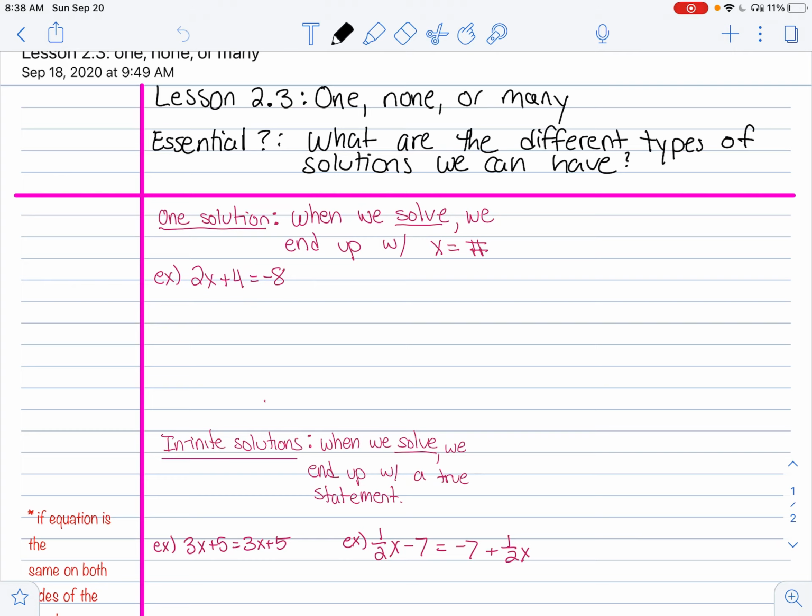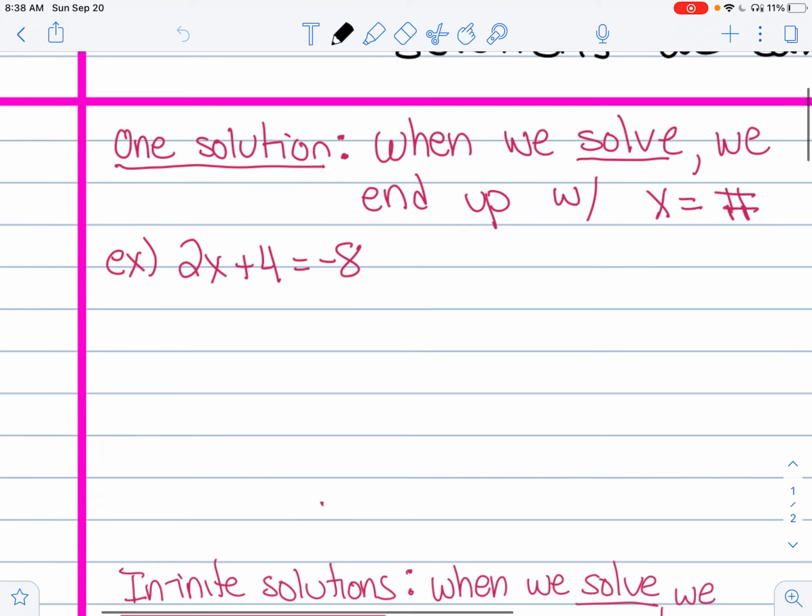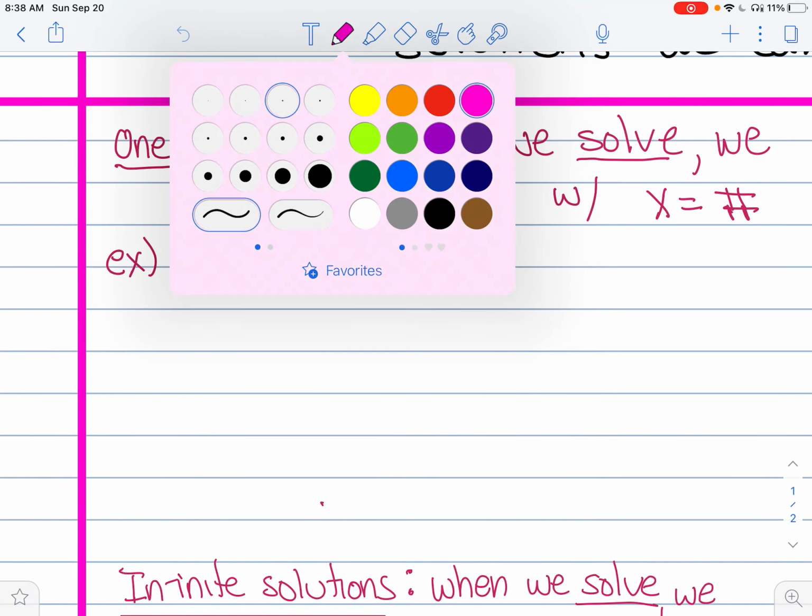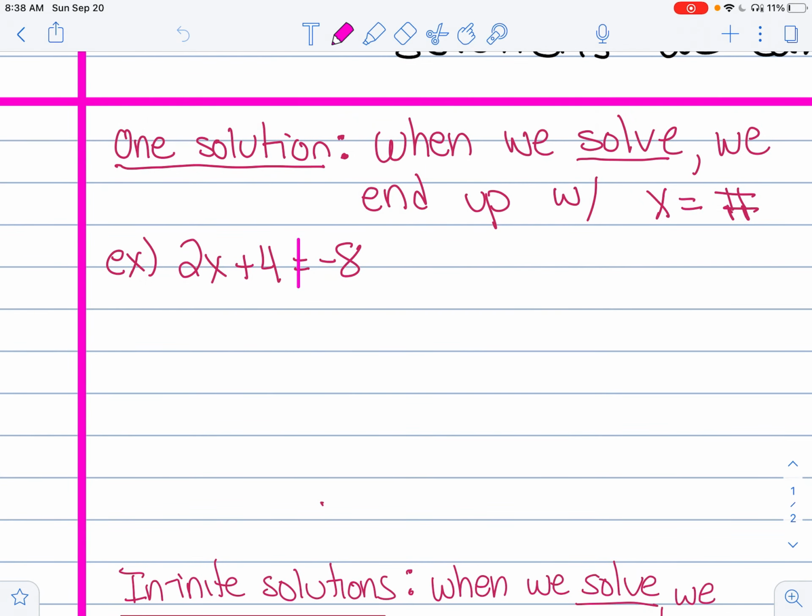So we're going to look at what each type of those solutions looks like. When we have one solution, we typically solve for x just like we normally would, and we usually end up with x equals a number. That is what one solution looks like. So if I look at this example, I'm going to go ahead and solve for x. I'm going to first split up my equation into two sides. I see that I have one x, but I have a 4 and a 2 attached to it, so I need to get rid of those two things.